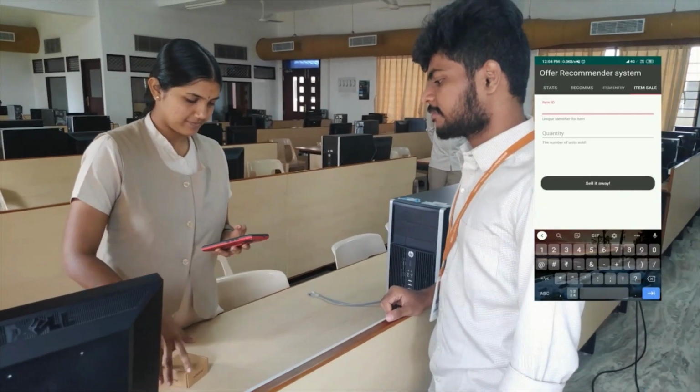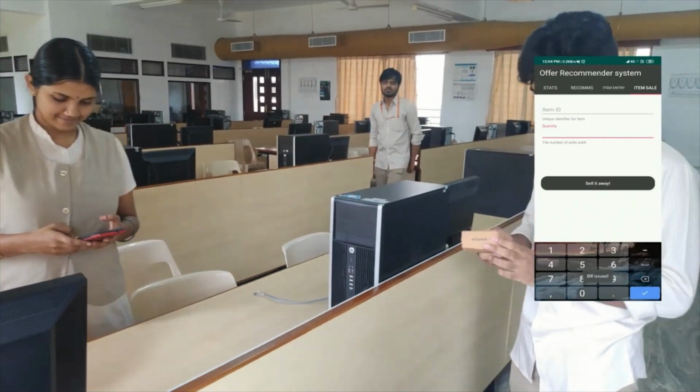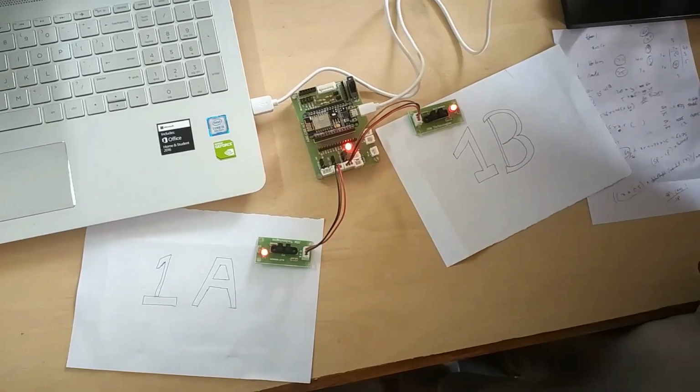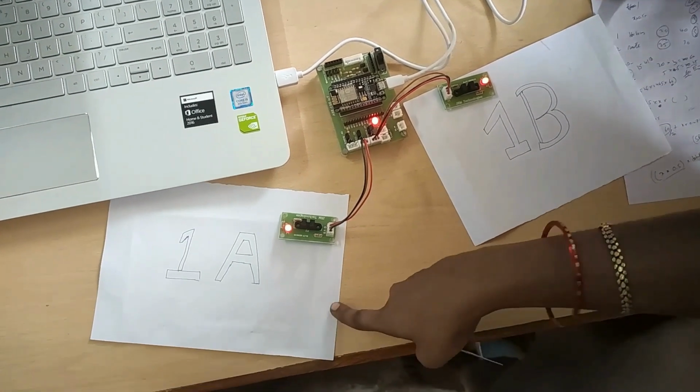So if it is not entered into our system as sold, and if it has not come back within the specified time frame of 10 seconds, we understand that that product is of interest to the customer and we need to somehow give some offer to sell it.